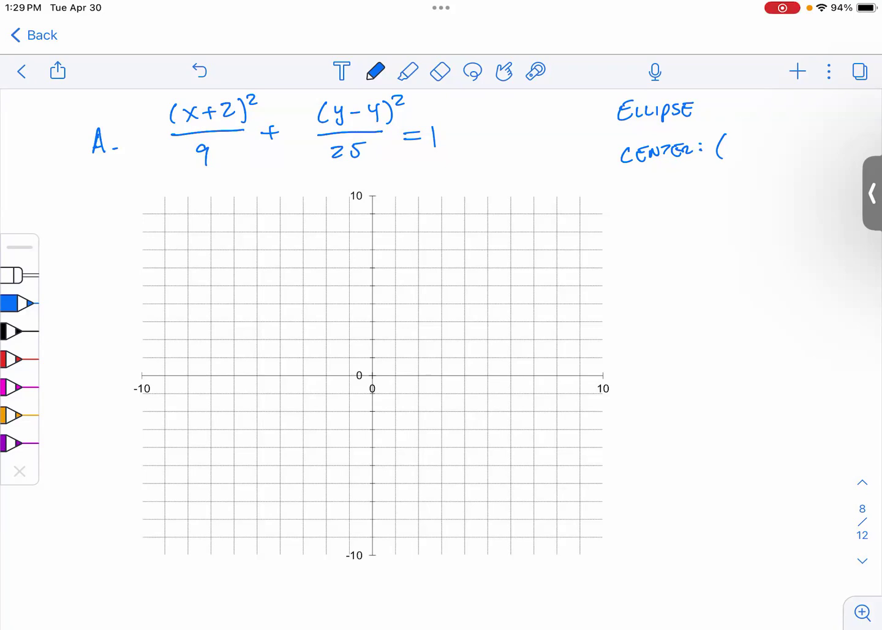2, -4. Almost. Oh, 4, because they're squared, so 4 and 16, -16. Just opposite signs. -2, 4. So it's -2, 4. All right, so that's our center. Okay, then let's get this into standard form.